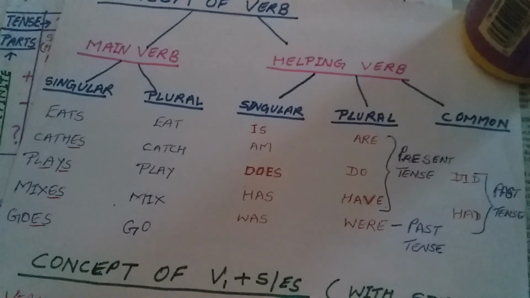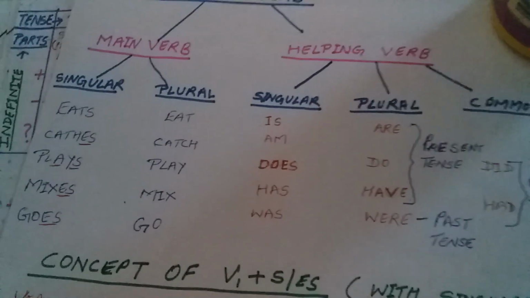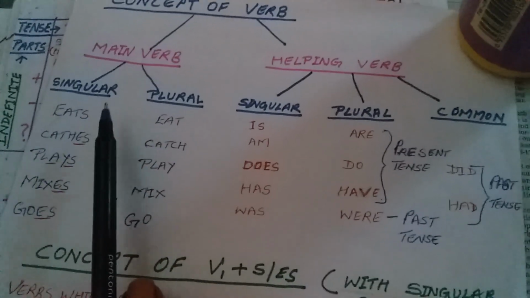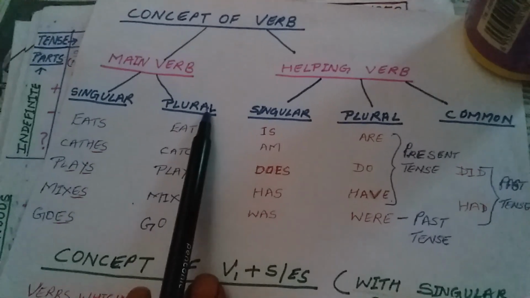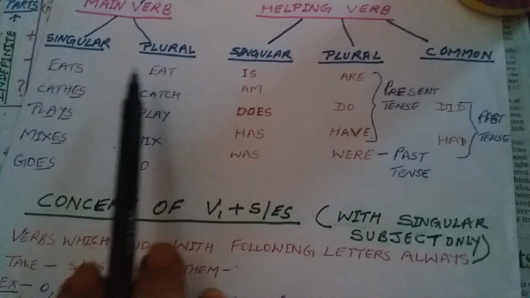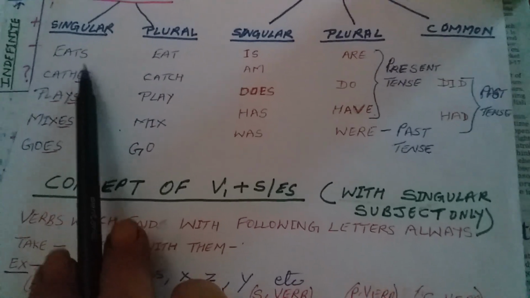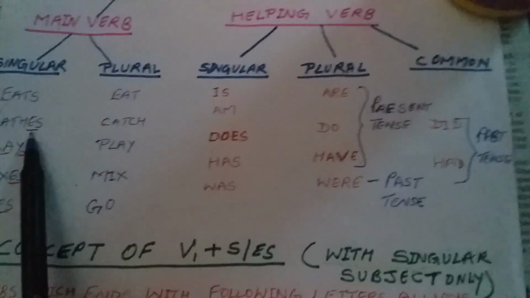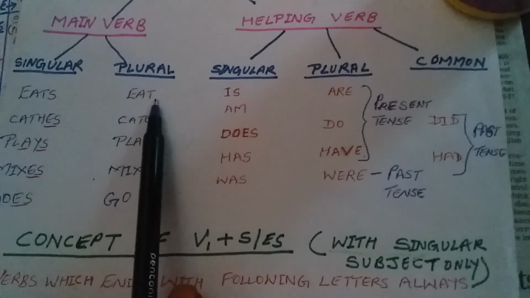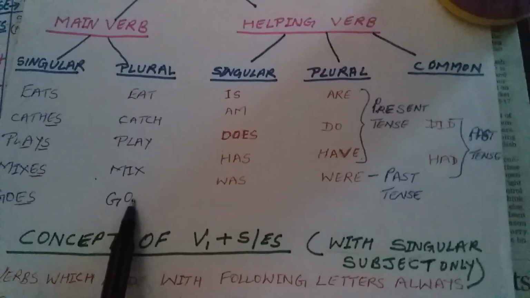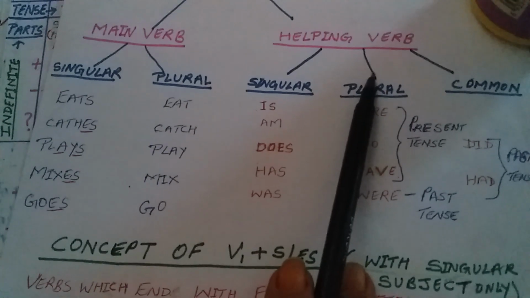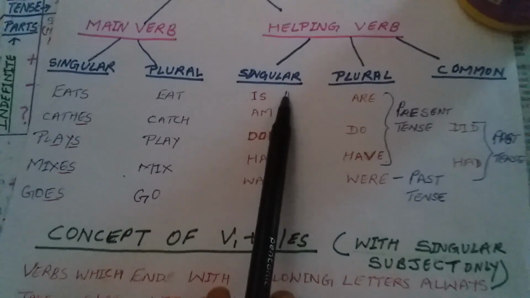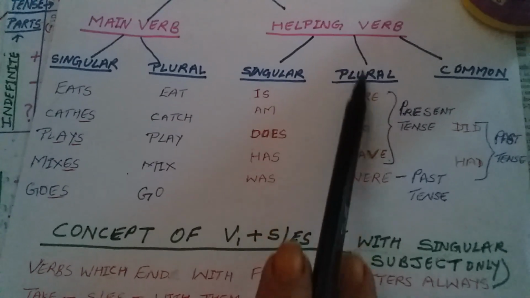There are two types of verbs: main verb and helping verb. Now main verb is again further having two parts: singular and plural. Now which verbs are singular? The verbs which add s or es with them are called singular verbs, and the verbs which do not take any s or es are called plural verbs. Now then we talk about helping verb. What are helping verbs? The verbs which help to convey the action to the main verb are called helping verbs.